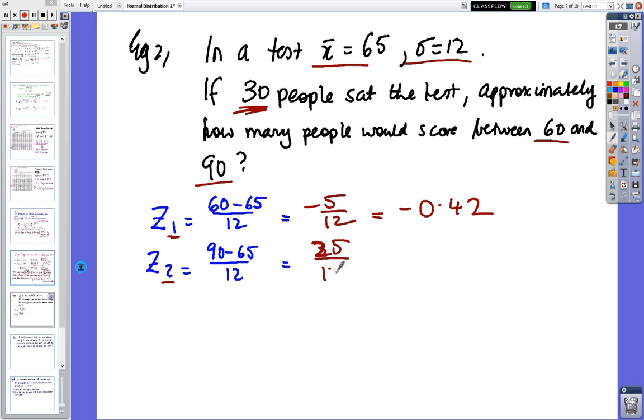Yeah, 25 over 12, and that equals, calculator says 2.08. Now on the tables, area behind Z equals minus 0.42, so I'm getting my table out. Minus 0.42 is 0.3372.